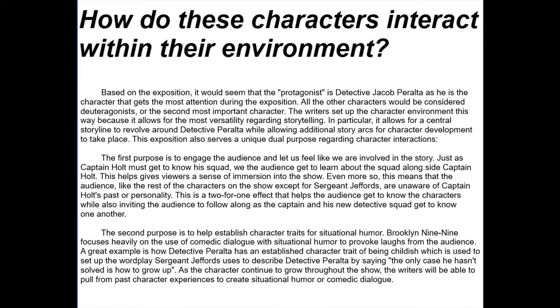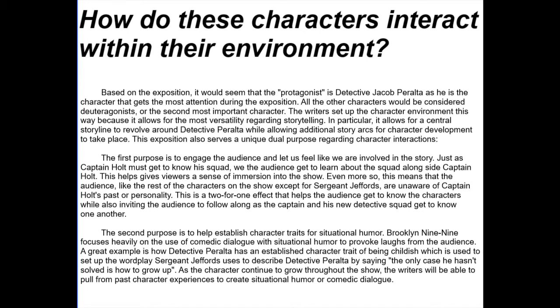Now we need to look at the question, how do these characters interact with their environment? And this is the whole purpose of an exposition. Based on the exposition, it would seem that the protagonist is Detective Jacob Peralta, as he is the character that gets the most attention during the exposition. All the other characters would be considered deuteragonists, or the second most important characters.